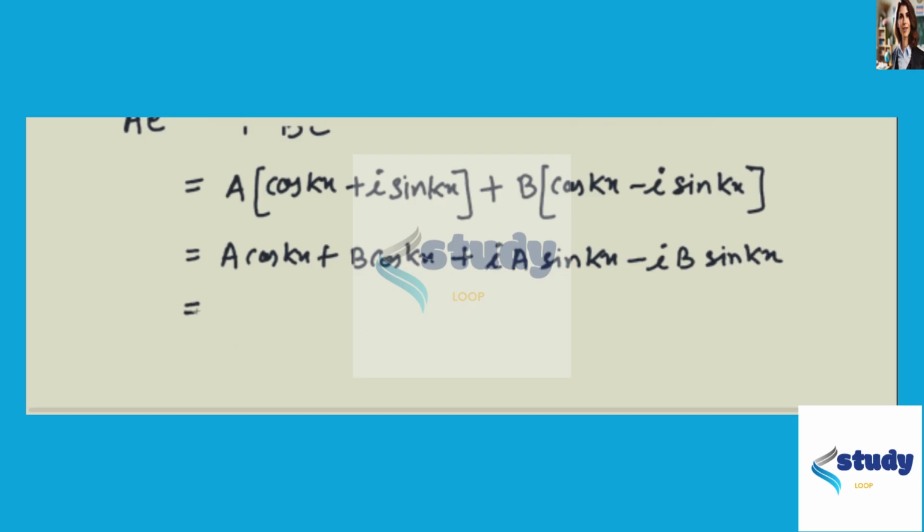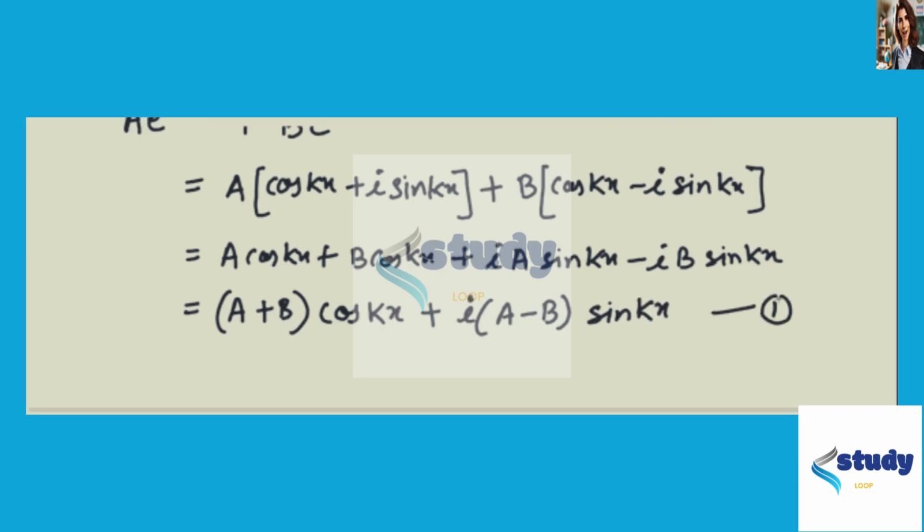If we take cos kx common here, it is (a plus b) cos kx, plus, if we take sin kx common here, then it will be i(a minus b) sin kx. Let's write this as equation 1.